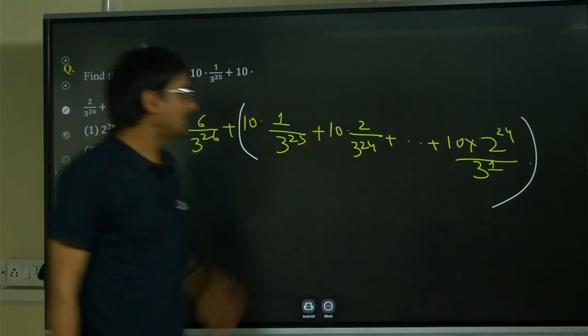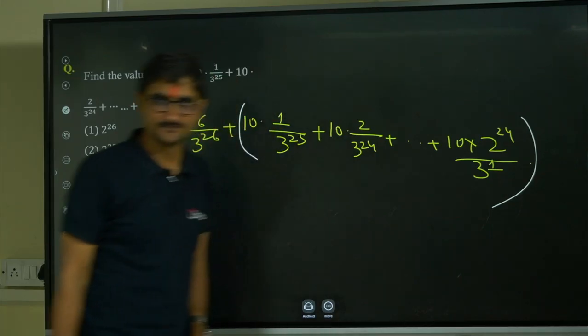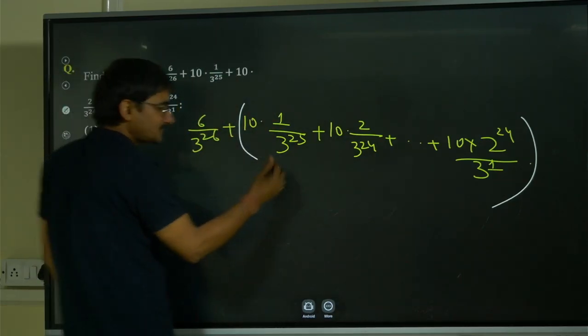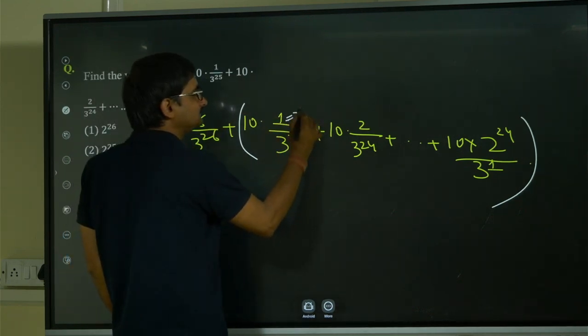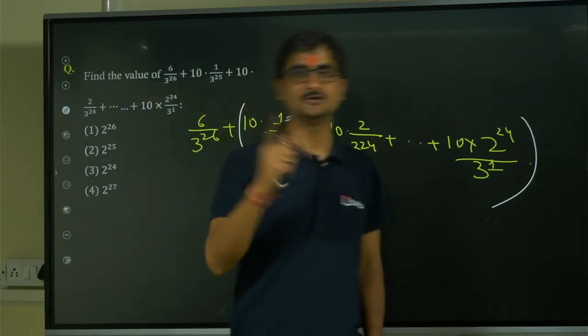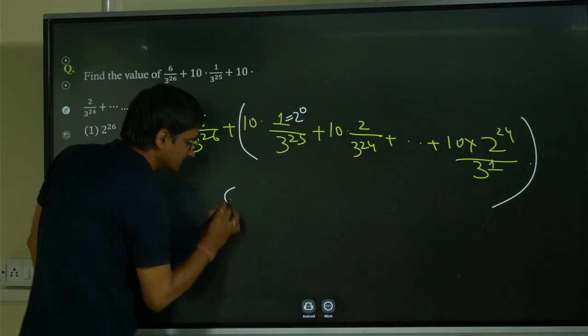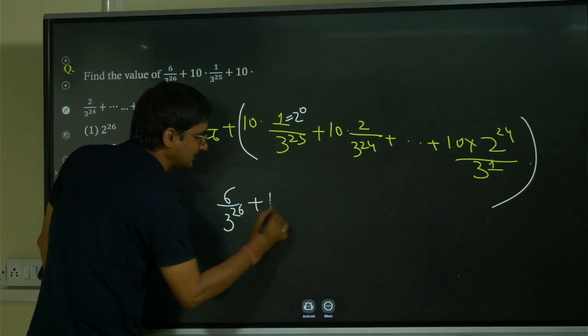Now what's the common ratio of the GP? The common ratio of the GP is of course 2, isn't that so? And how many terms do we have? You start with 2 raised to the power 0 and you are going till 2 raised to the power 24. So from 0 to 24 we have 25 terms. So just apply it. So 6 over 3 raised to the power 26 plus 10 times.